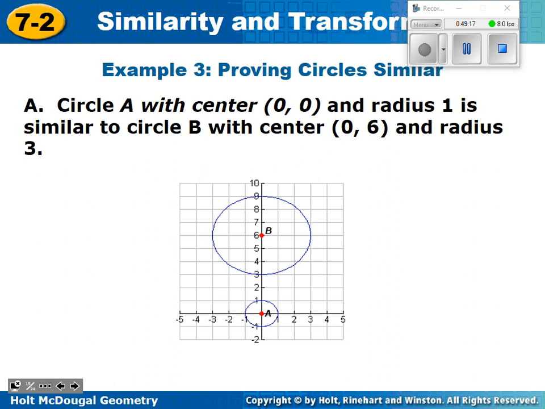What would we have to do to make the A land where the B is? We're going to have to dilate it. How far? Enlargement by how much? This is 3, this is 1, so it would be an enlargement by 3. But if I enlarge it by 3 centered at the origin, that just makes it look like this. So now what do I have to do? Translation. And how far? Exactly. So all circles will be similar.